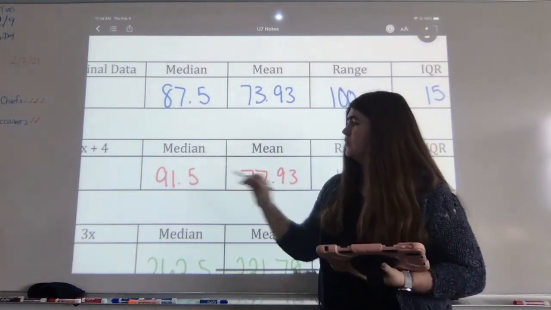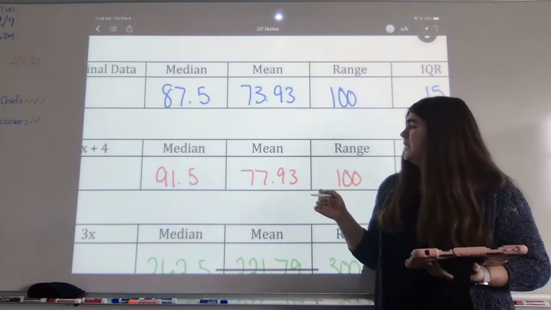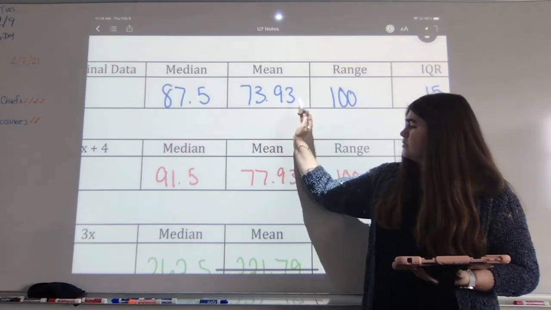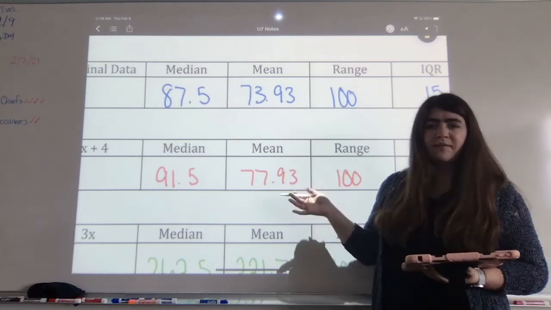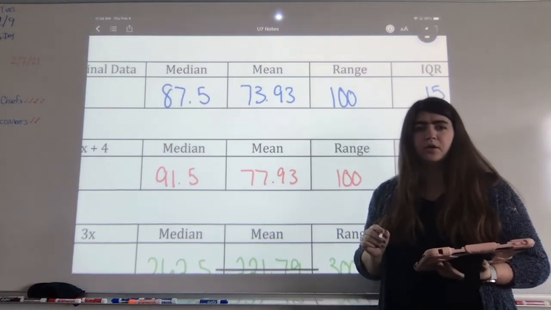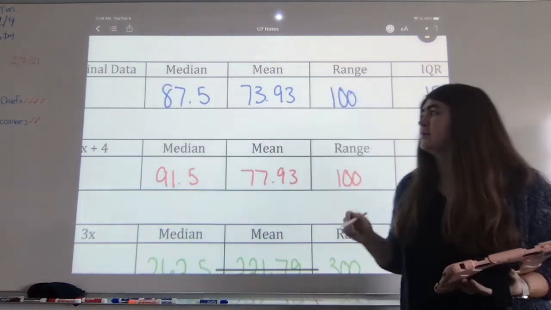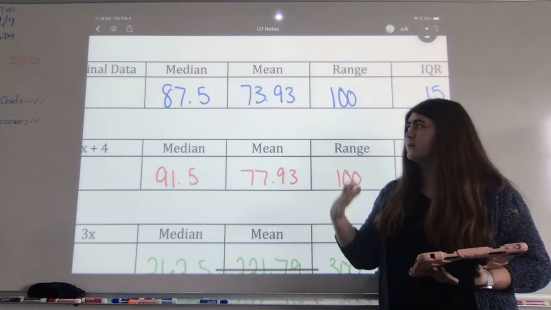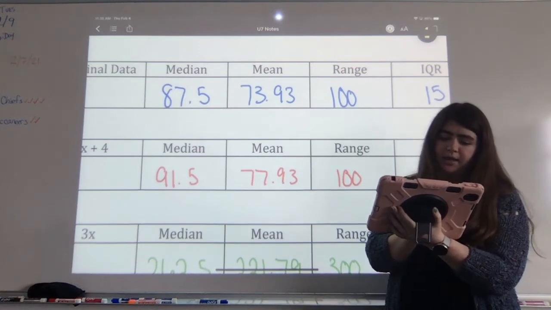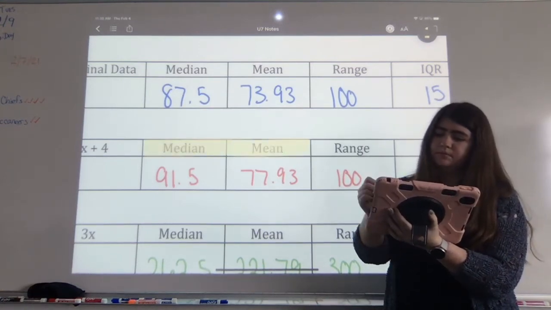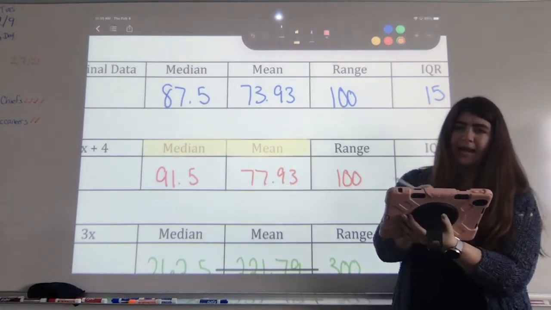87.5 to 91.5, what's that difference? It's 4. What about the mean? 73.93 to 77.93. 77.93 is 4 more than 73.93, which matches what we did to each number in our data set. So when we add 4 to each number in our data set, then the median and the mean both increase by 4. So I'm going to highlight median and mean, and then I'm going to write above it that we got this by adding 4.